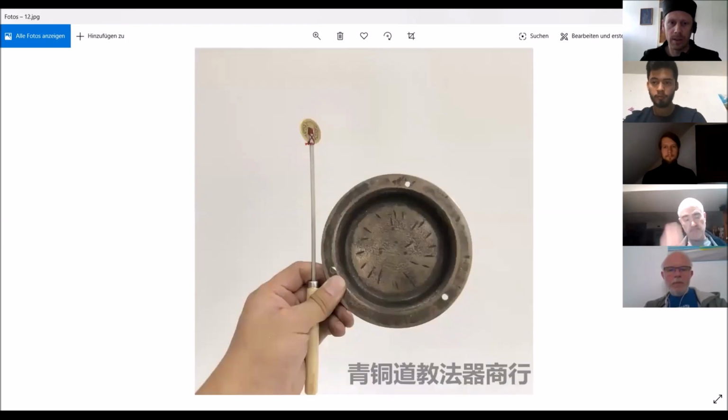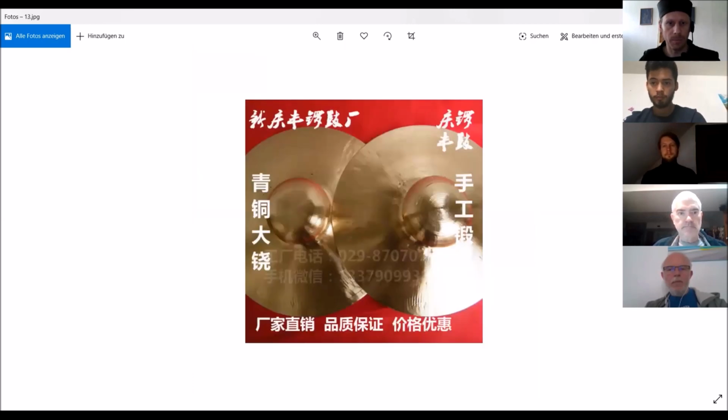And this one here is an example. Here you can see the holes where they attach to the frame, but you can also just hold it. It will not have the clear sound like it would when hanging, but it also works and does its job. All right.